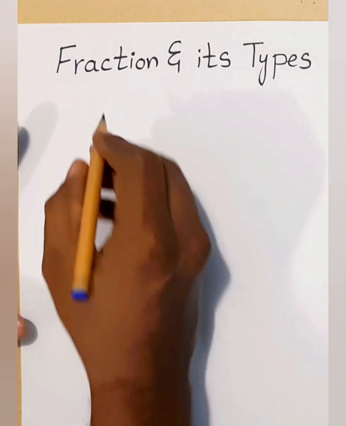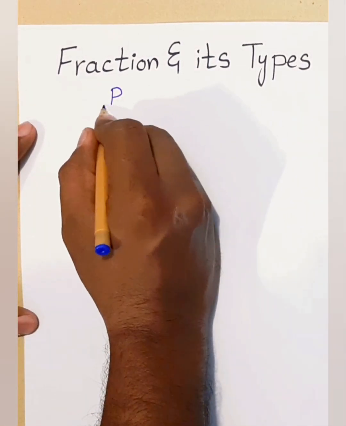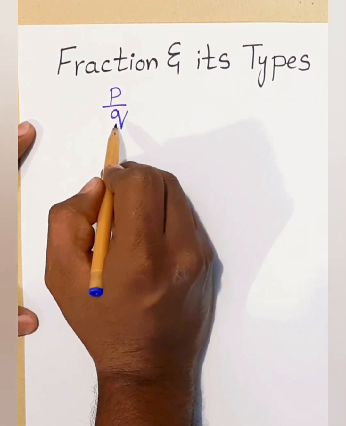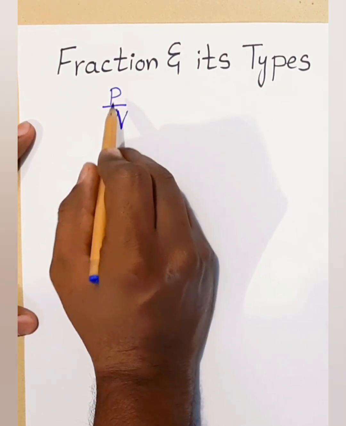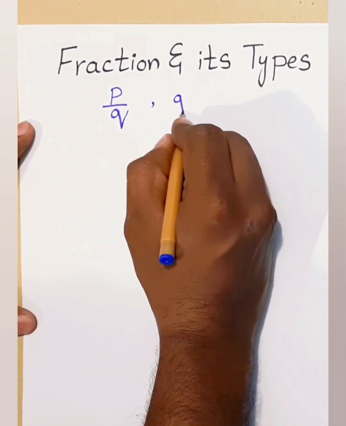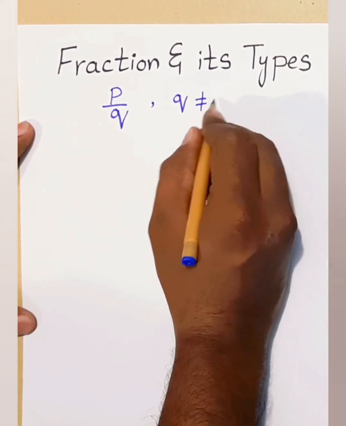Today we will revise fractions and I will explain the types of fraction. So firstly we have to revise what a fraction is. P upon Q. P is any number, Q is any number. This is a perfect example of a fraction, but there is a condition: Q should not equal 0.